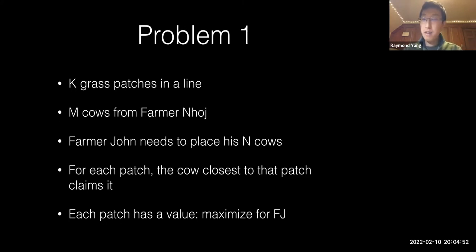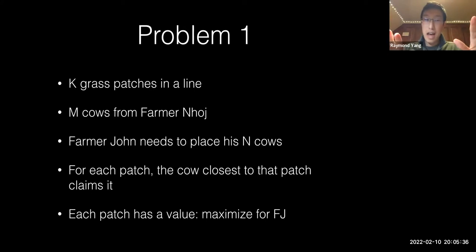I'm not sure if everyone has already seen the problem. So here's the gist of problem one. We have these K grass patches in a line, and this is just a number line. Each grass patch is represented by an integer position on this line. And we also have M cows from Farmer Nodge, the nemesis of Farmer John. So Farmer Nodge has M cows also placed on the same line. And now Farmer John needs to choose locations for his N cows.